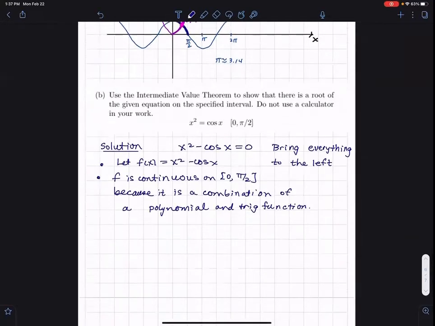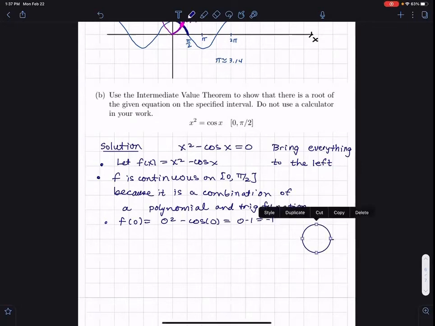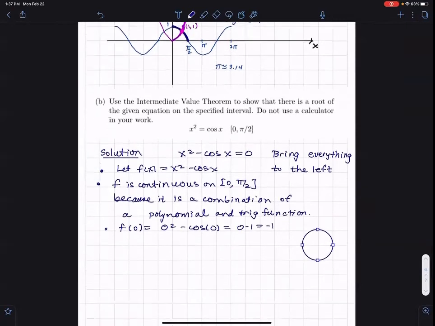We should say that. Next, I'll calculate f of 0. So I'm going to calculate f at the endpoint. That's 0 squared minus cosine 0, which is 0 minus 1, which is equal to -1. All right, so to remind ourselves what cosine of 0 is, what we can do is draw a unit circle.